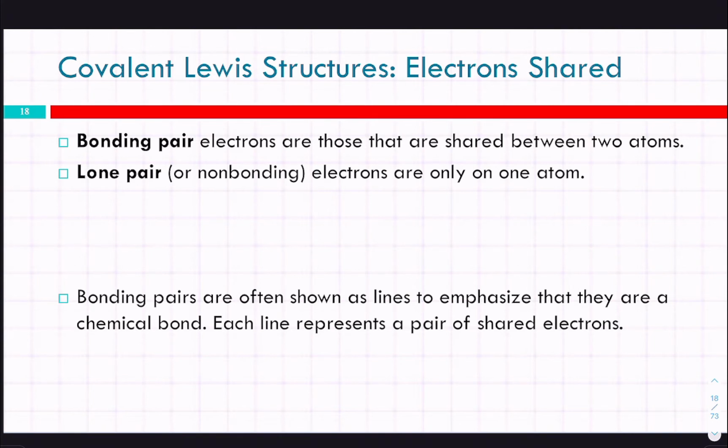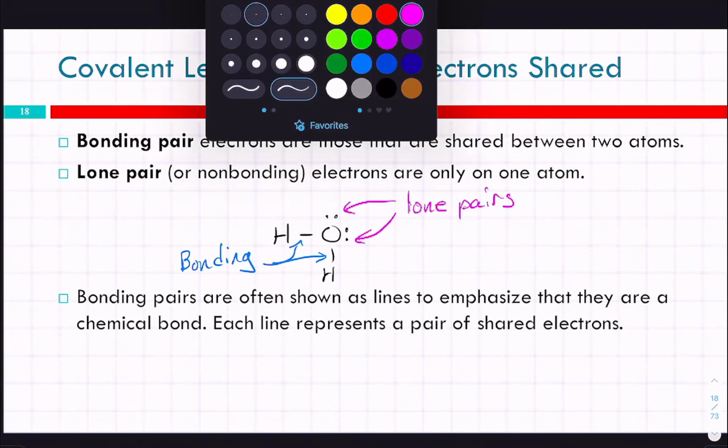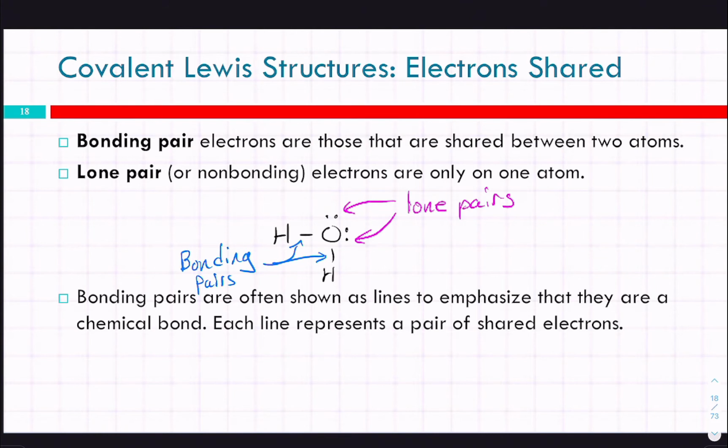So our bonding electrons are shared. So if we have H2O again, right? These ones are bonding pairs. These ones are lone pairs. Bonding pairs. Actually, let me write pairs, because it's easy to forget that that line represents 2 electrons. All right, so those are pairs.